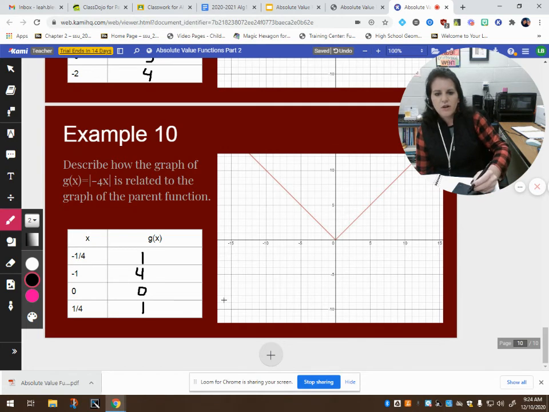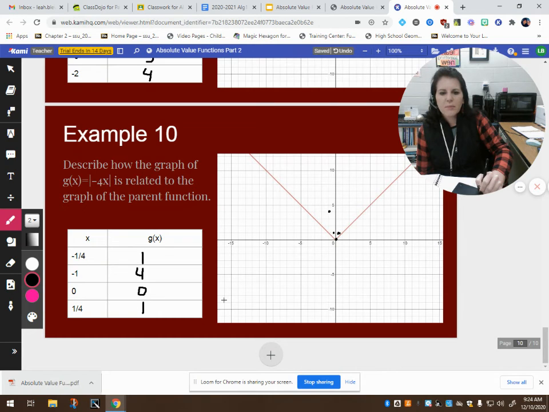So let's go over here on our graph, plot our points. I go over negative 1/4 and up 1. Very, very close here. Right? Over negative 1, up 4. Over 0, up 0. Over 1/4, up 1. Pretend that's closer than it is.